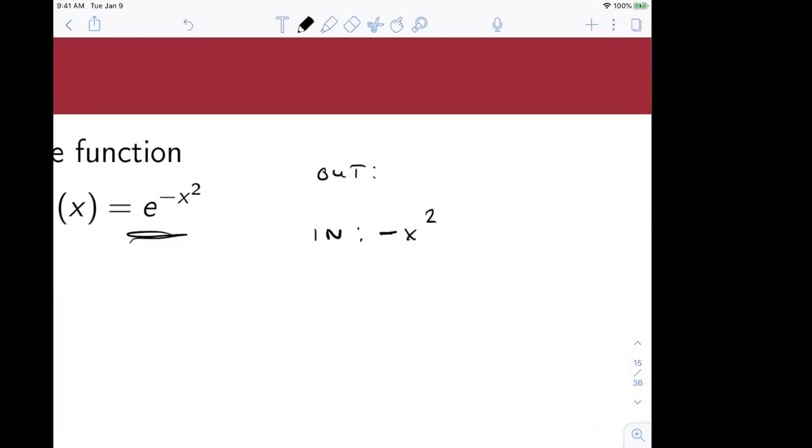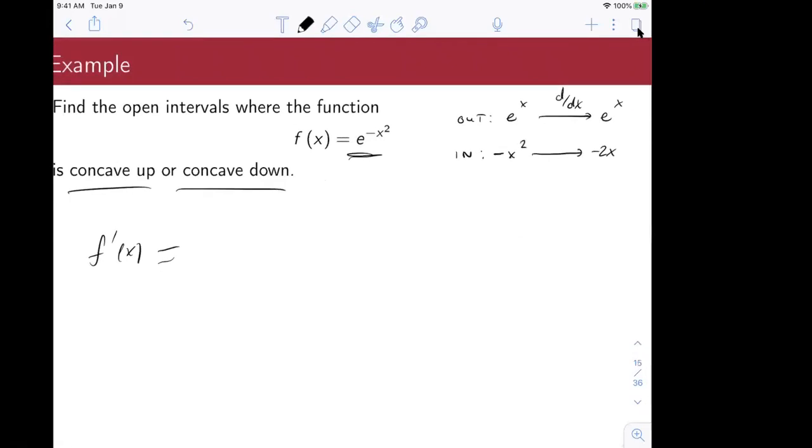And then what's the outside function? E to the x. Perfect. And then I need to take derivatives of both of these. Well, what's the derivative of e to the x? E to the x. Perfect. What's the derivative of negative x squared? Negative 2x. Perfect.